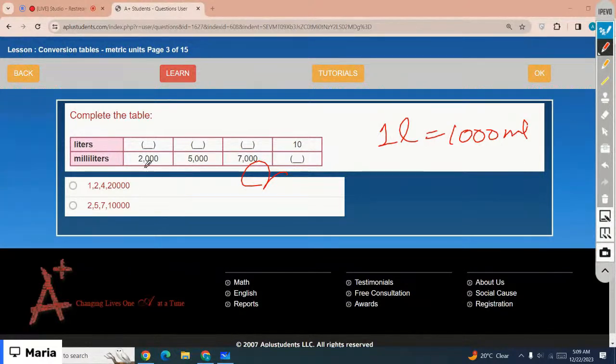You have 2,000, you need to divide it by the 1,000, 5,000, divide by the 1,000. Here you have 7 and here you need to multiply it by the 1. So that would be option number 2 is the correct option. That is 2, 5, 7, and 10,000. Option number 2 is the correct option, right? Yes, very good. It is option number 2.